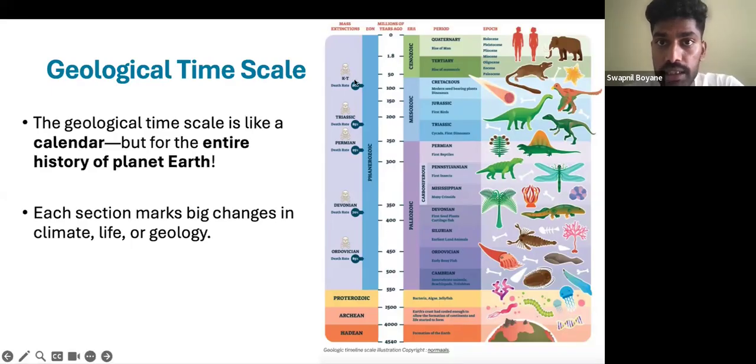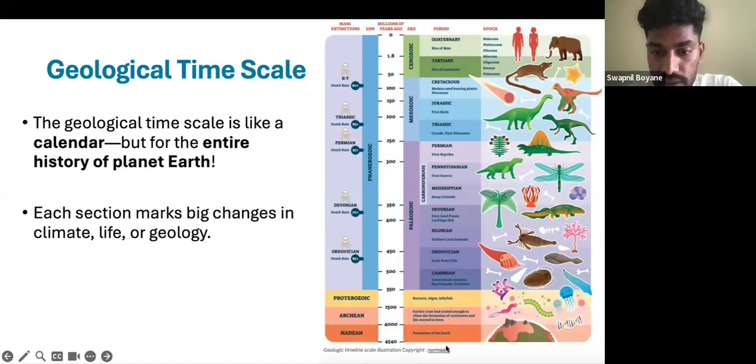This time scale is divided into four different sections. First is eon, and then era, period, and epoch. You do not need to know this at this point. What I want you to remember are these numbers you see: 0, 1.8, 50, and when we start from the bottom, 4,540. These numbers are in millions of years ago.